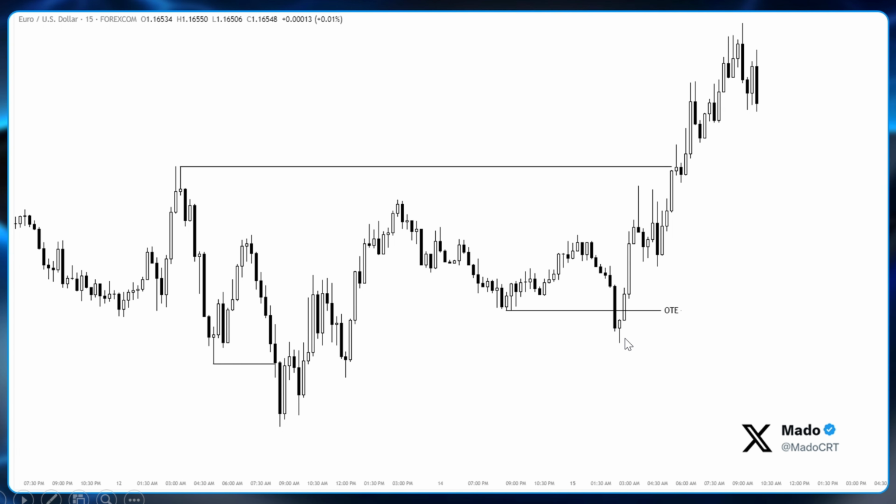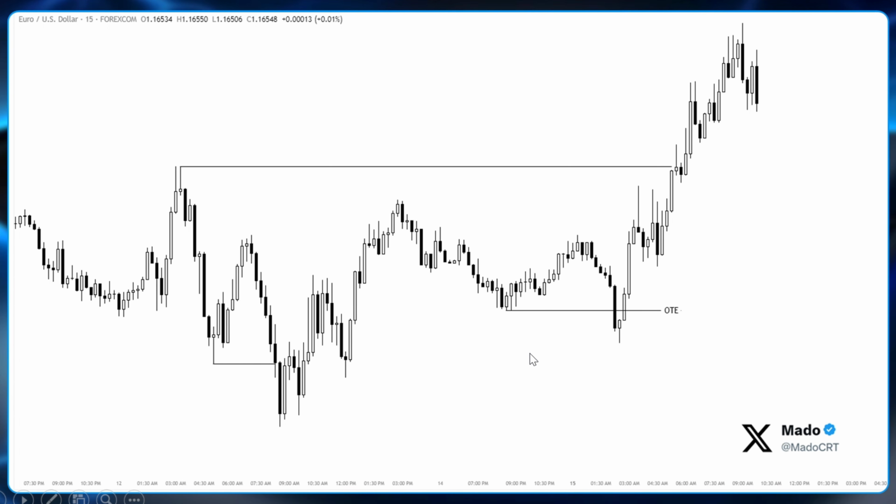Stops above the turtle soup low, targets set toward the next liquidity pool above. Simple, clean, and high probability. So in short, turtle soup gives the sweep, Model 1 confirms direction, and OTE gives the entry. In this case, a perfect flow of the TSQ logic.